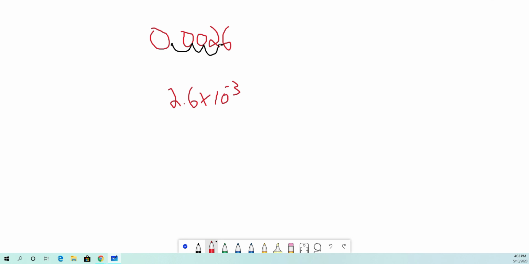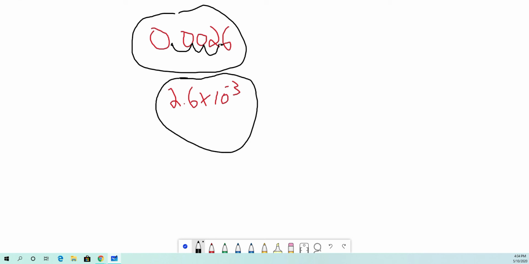Now you probably by now get why it's 3. I moved it once, twice, 3 times. But why is it negative? For starters, it's a small number. This is a tiny number, 0.0026. It's a small number. Also, I'm going left to right instead of right to left. I'm heading right, not heading left. So that is my answer in scientific notation.